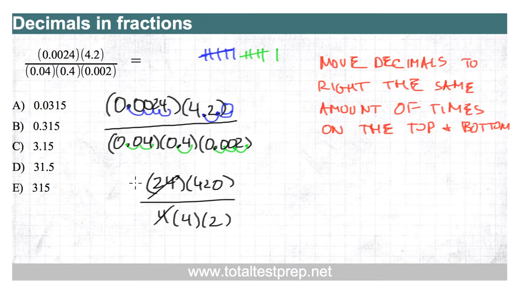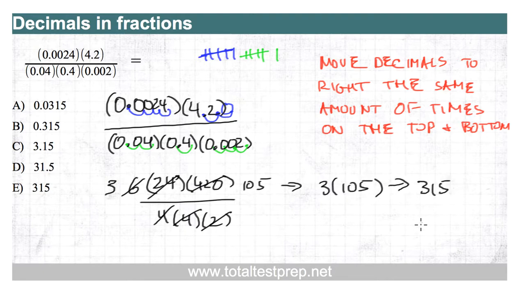We then reduce. This is going to be 6, reduce this again, that's a 3, and 4 into 420: 4 goes into 400 100 times, and into 20 five times, so this is 105. So what we have here is 3 times 105, or 315. By getting rid of the decimals, by moving them to the right the same number of times on the top and bottom, we got a fraction that was much easier to simplify. It was just integers. And then by simplifying, we see that the answer is 315.